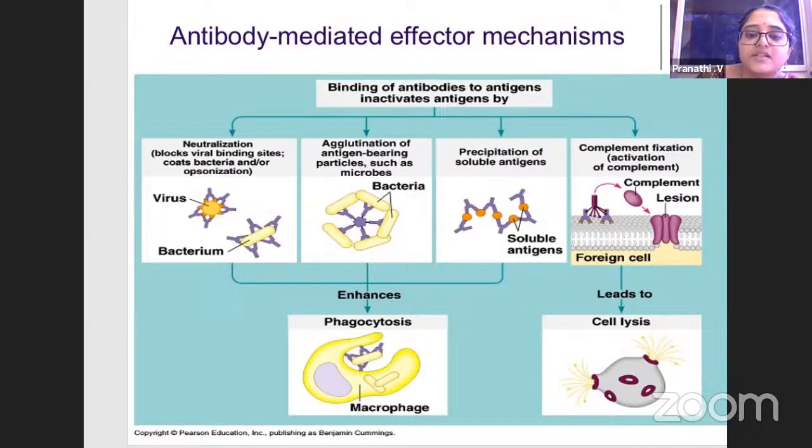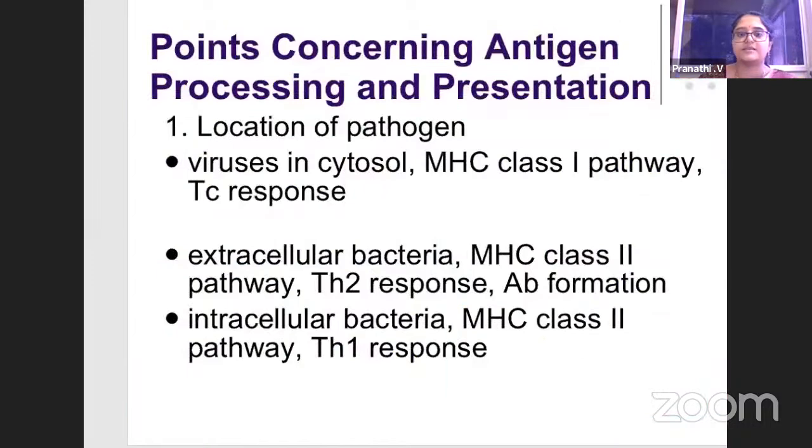All this finally, in the case of neutralization, agglutination, and precipitation, leads to phagocytosis, wherein a macrophage comes, takes in that particular antigen, and destroys it, and the antigen fragment products are going to be released. Whereas in the case of complement fixation, this leads to the cell completely dying. So the cell is also dying in the first place.